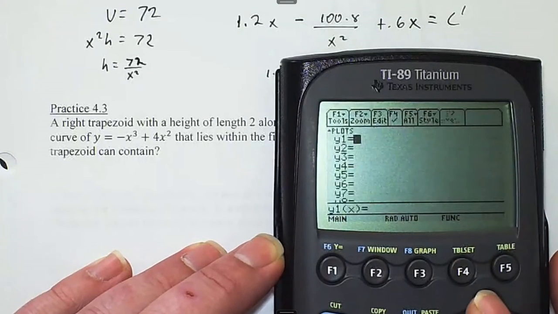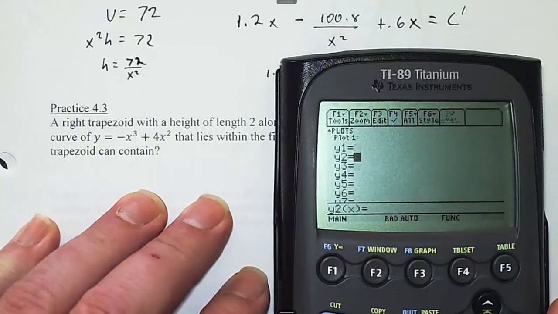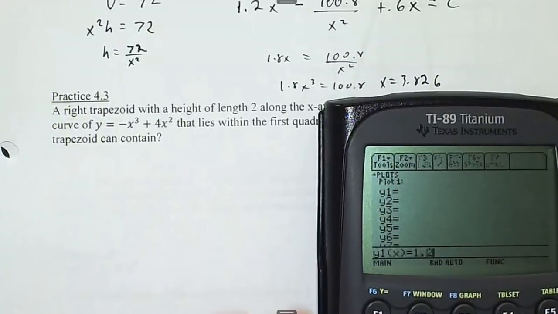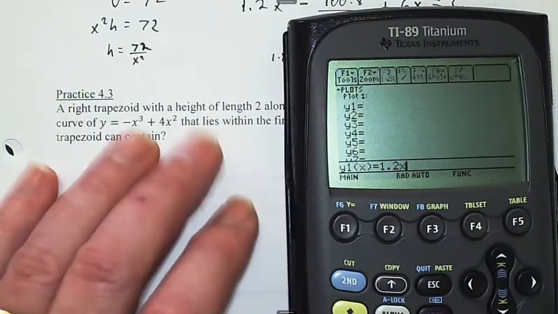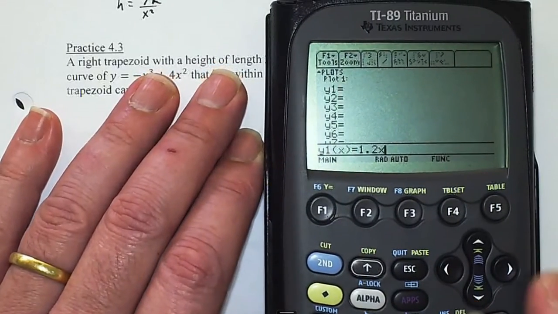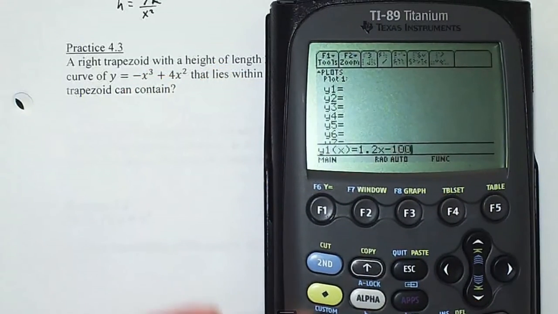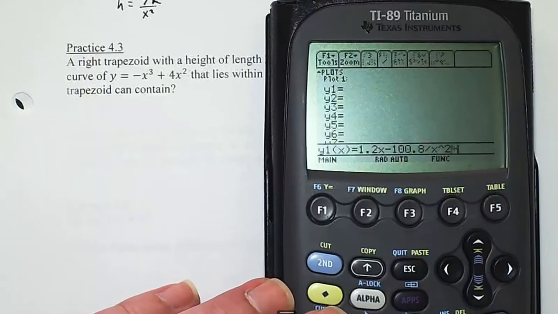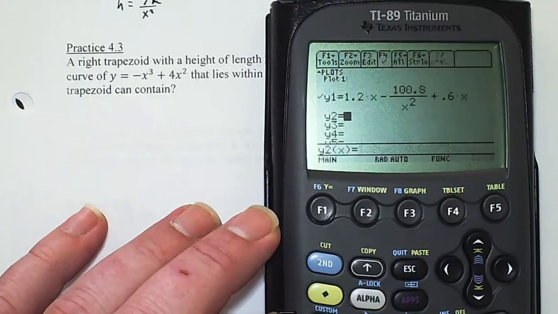Oh, what? I lost it. I lost my equation. Well, I get the thrill of typing it in again: 1.2x minus 100.8 over x squared plus 0.6x. Hit enter. Okay, there it is.